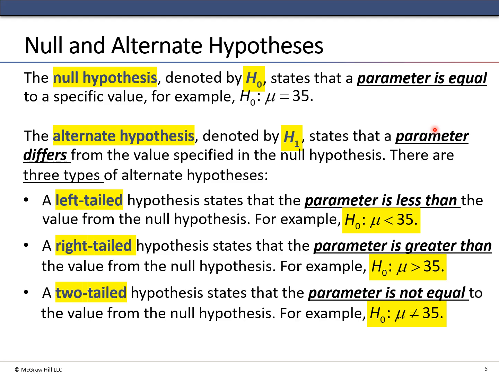And then there's another hypothesis, not greater than, not less than, and this is the two-tailed hypothesis, that the parameter is just not equal to the value from the null hypothesis. Although this notation is wrong, all of these notations are wrong, these should all state H sub 1. I just noticed that. That the mean does not equal 35. So again, all of these are incorrect notations. These are alternative hypotheses, so they should be denoted by H sub 1. I'm sorry for that typographical error.